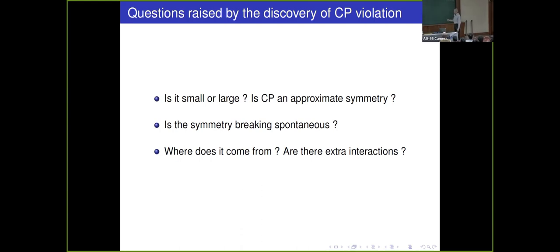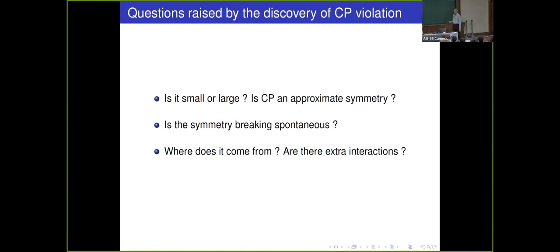Is the symmetry breaking spontaneous? Yesterday we saw a spontaneous symmetry breaking of electroweak symmetry, of the gauge symmetries. It could be that way. However, as we will see today, we have a very successful mechanism called the CKM mechanism, which tells us that the symmetry breaking is not spontaneous symmetry breaking. It is a symmetry breaking that appears in the Lagrangian itself.